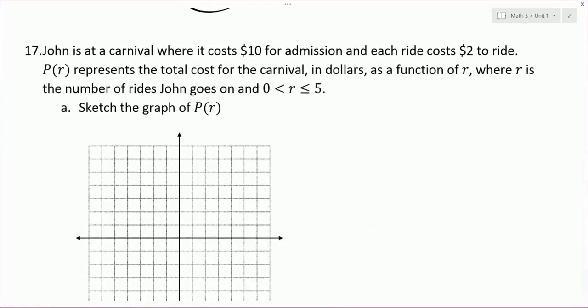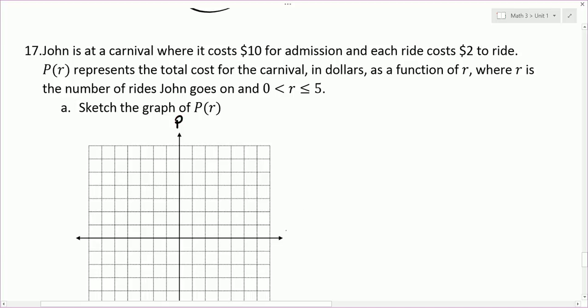17. John's at a carnival where it costs $10 for admission, and each ride costs $2 to ride. P of R represents the total cost for the carnival in dollars as a function of R, where R is the number of rides John goes on, and R is between 0 and 5. Sketch the graph P of R.